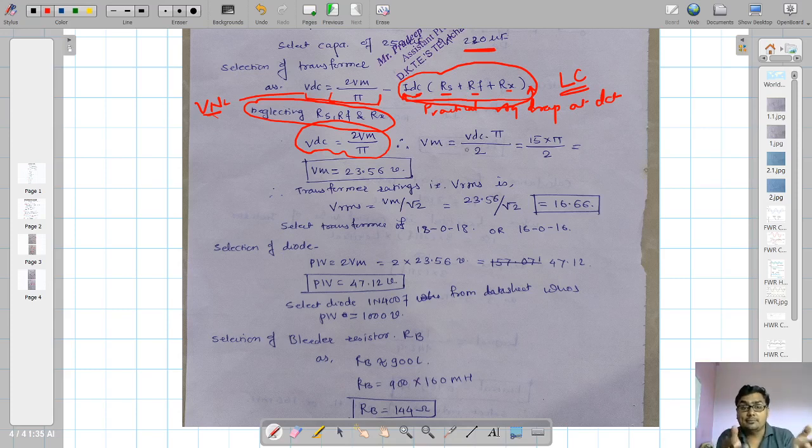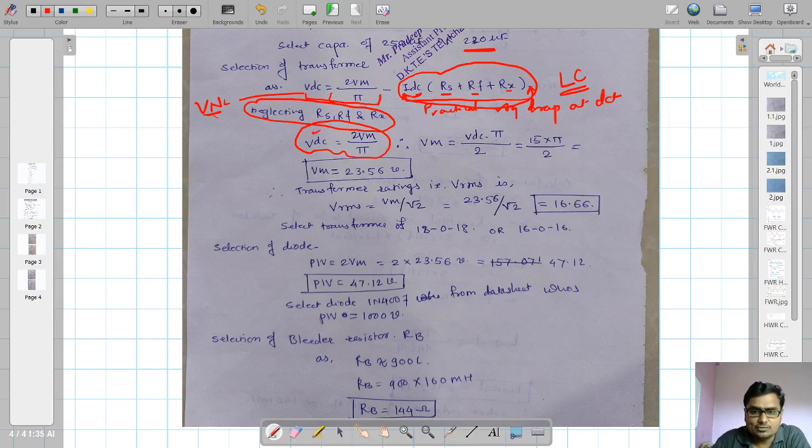Is it? And that's what I'm doing now. RS is given, no. RX is given, no. RF is given, no. Not a single resistor is specified in the statement. If it is not specified, I'm clearly writing neglecting RS, RF and RX. So I'm writing VDC is equal to twice VM by pi.